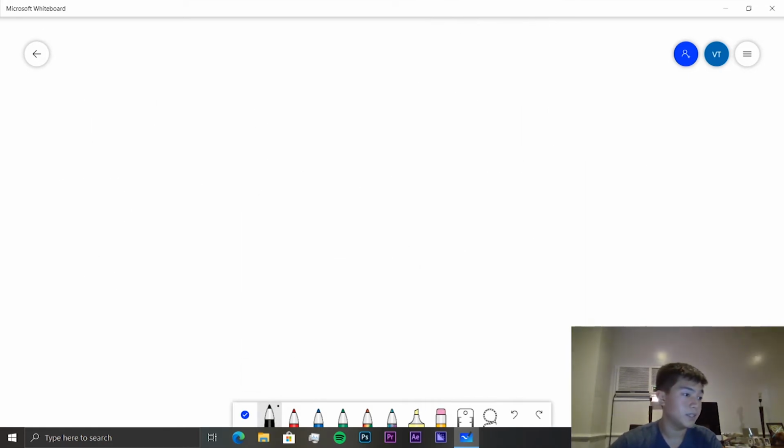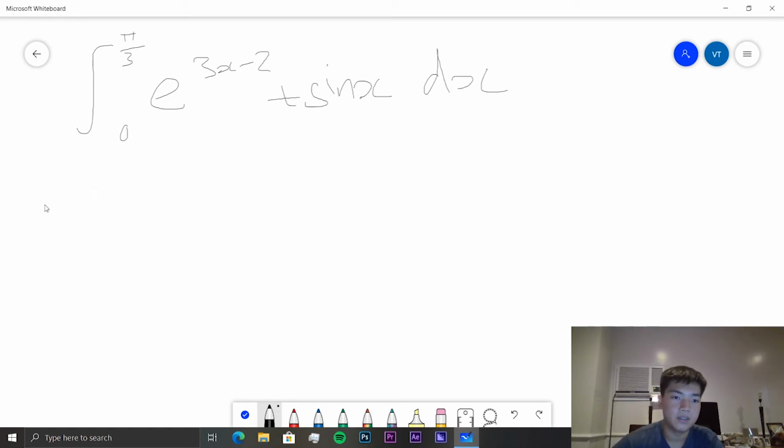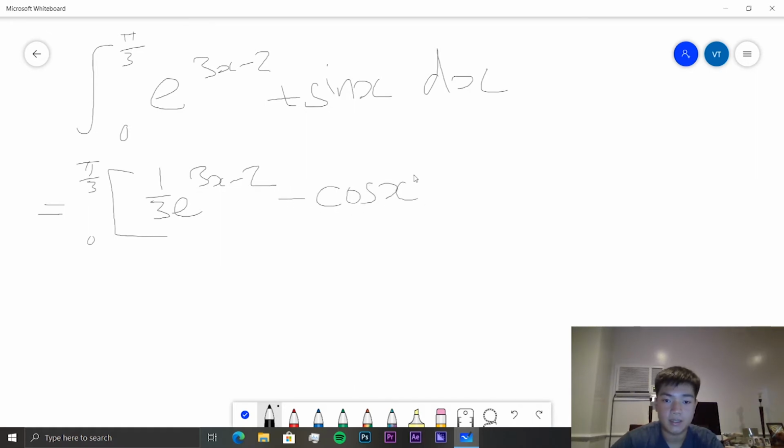Okay, next we need to evaluate the following definite integrals and check your answers. I'm not going to check the answers, let's just evaluate them. We have the integral between 0 and pi over 3 of e to the 3x minus 2 plus sine x dx. So this is equal to 1/3 e to the 3x minus 2 minus cosine x, evaluated from 0 to pi over 3.